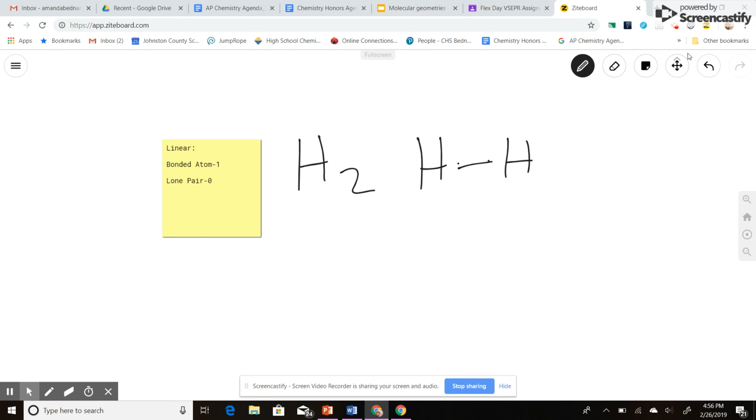Another form of linear can have 2 bonded atoms and no lone pairs. So we have linear can be just 1 bonded atom with no lone pairs or 2 bonded atoms with no lone pairs. So another example of linear could be our CO2, which we did today in class.